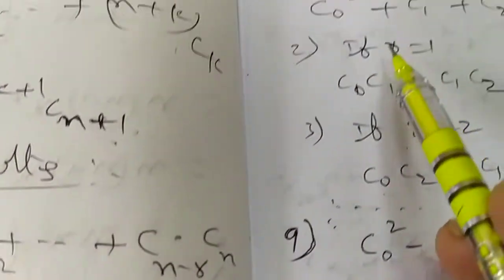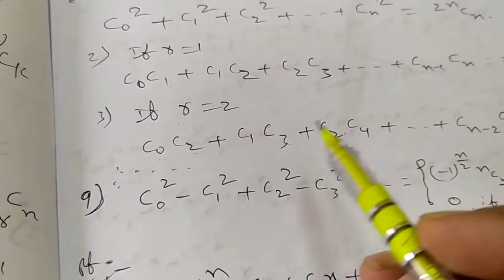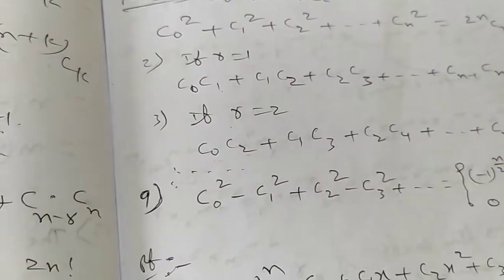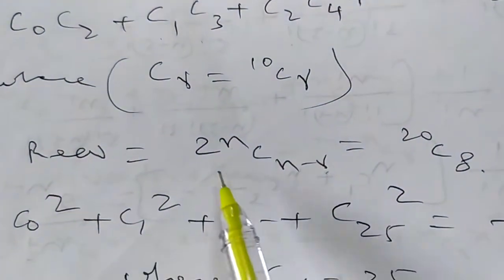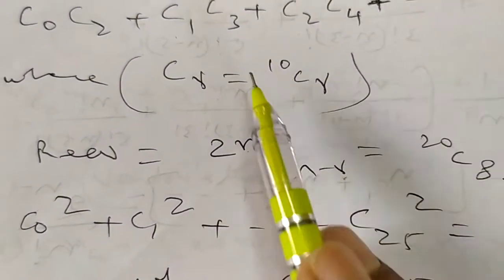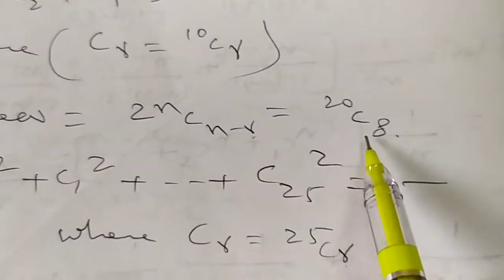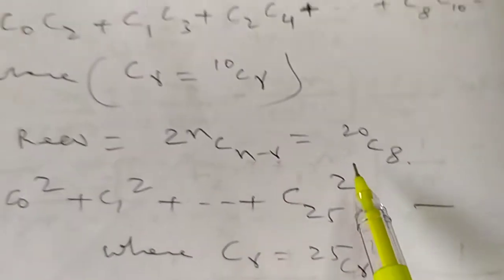By keeping r equal to 0, 1, 2, we get results, as we discussed. So now in the given case we have to take 2 in the place of r here. So in this formula 2nCn minus r, keep r equal to 2. So this is the formula 2nCn minus r. Okay, n value is 10, r value is 2. So 2nC8. The n value is 10, so 2 into 10 is 20. 20C8 is the answer.